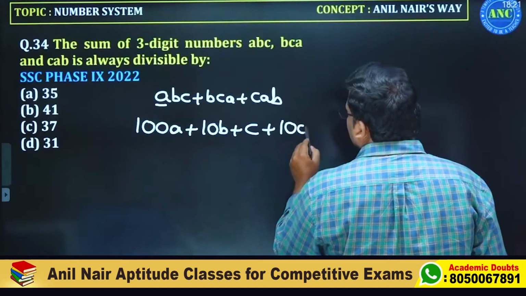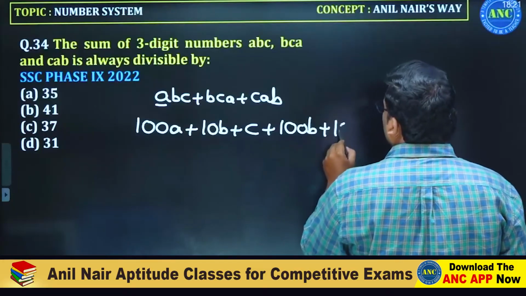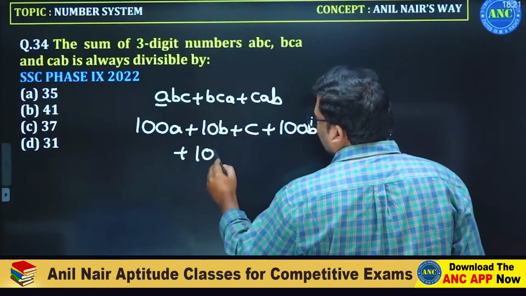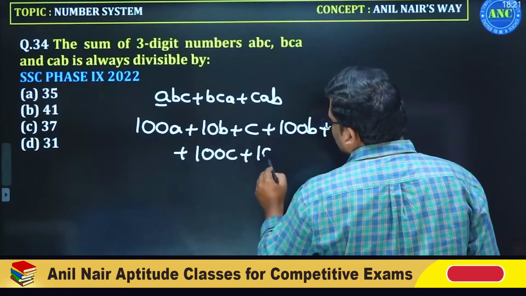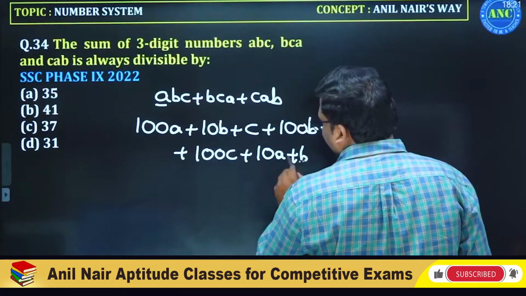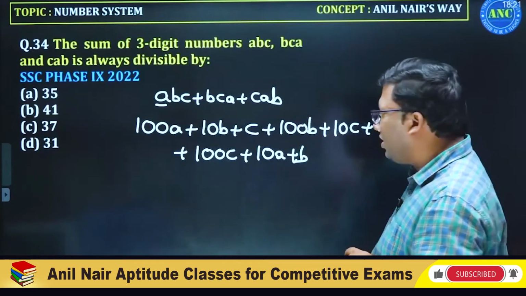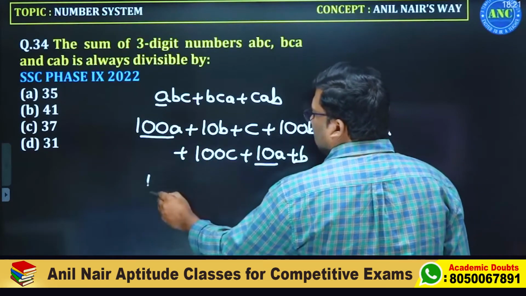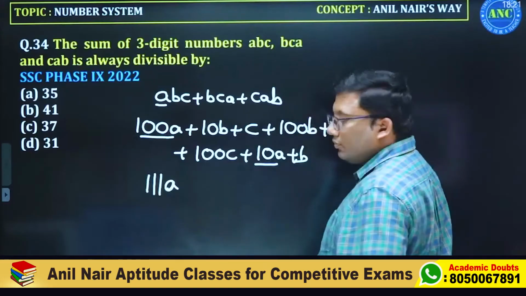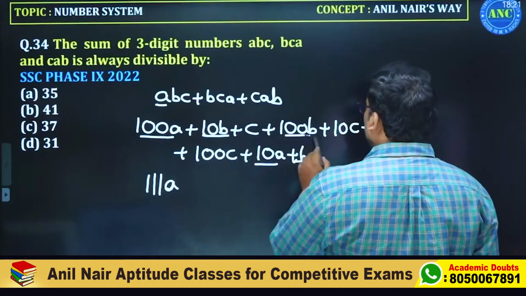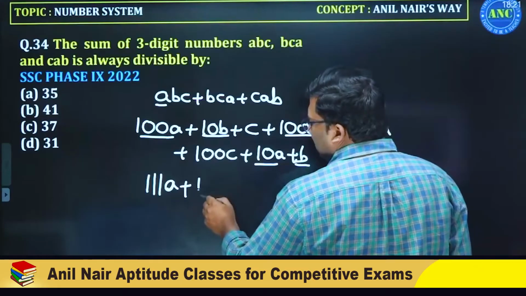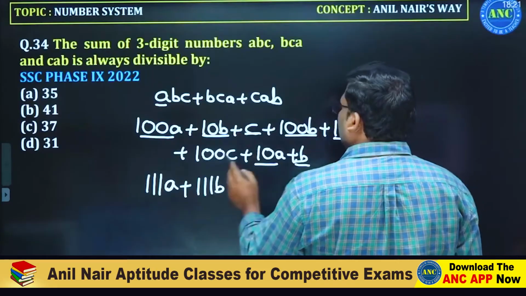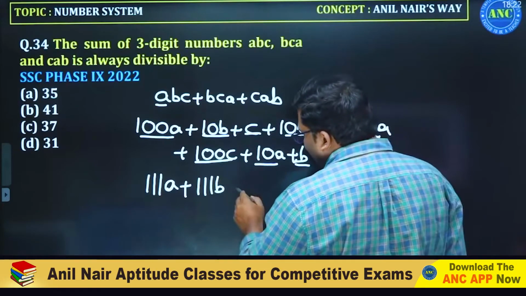In the second number, B is in hundreds place, 100B. C is in tens place, 10C, plus A. In the third number, C is in hundreds place, 100C. A is in tens place, 10A plus B. Now if you observe carefully, 100A plus 10A plus A, it is 111A. 10B, 100B and B. Again it is 111B. Are you all with me? C plus 10C plus 100C. It is again 111C.